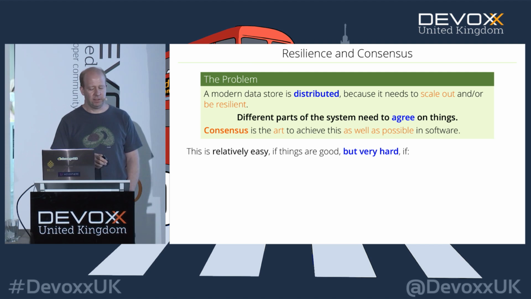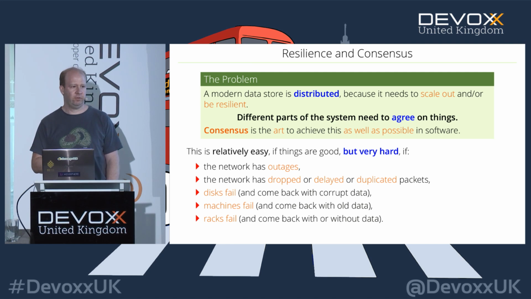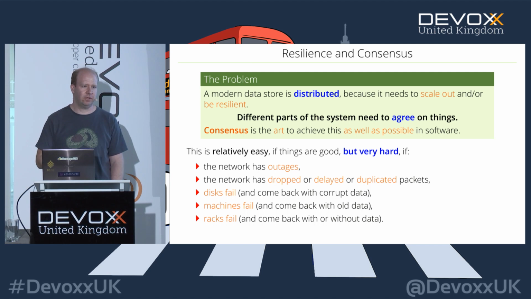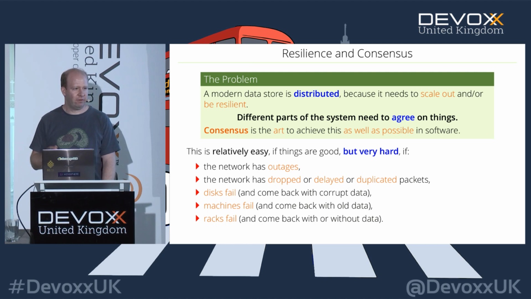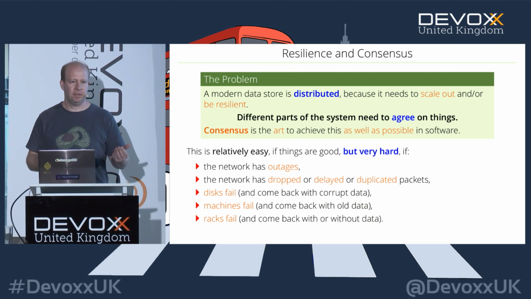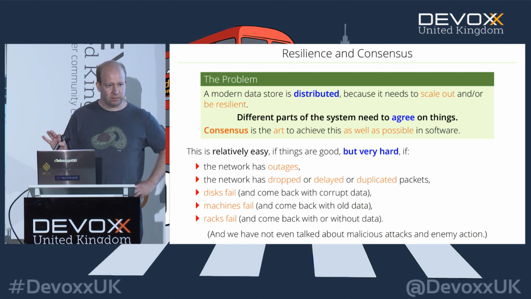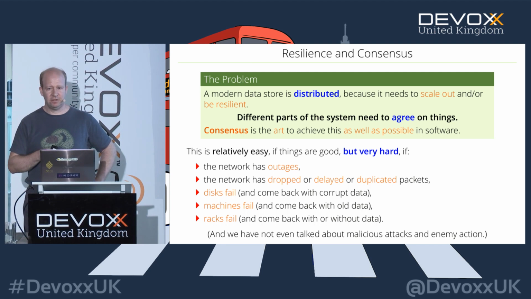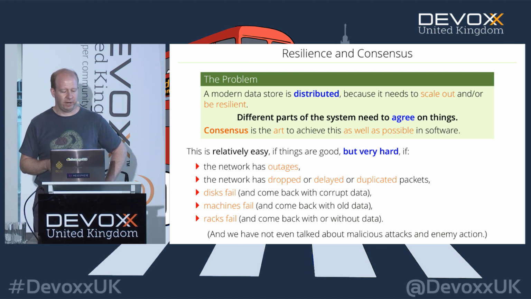It's a bit harder, actually quite a bit harder, if things don't go so well. If your network has an outage, if your network sometimes drops packages, or delays packages, or duplicates messages, if your disks fail, if some machines fail and come back with corrupt data, and if some complete rack fails, or even if a complete data center fails. You might say, this is all rare, it doesn't happen. Well, it does. And if so, you are pretty much lost if the different replicas of your data don't match. So therefore, we need consensus in distributed systems, in particular in data stores. I haven't even talked about malicious attacks or enemy action here. It's just these nasty things which happen in every data center just because things break.